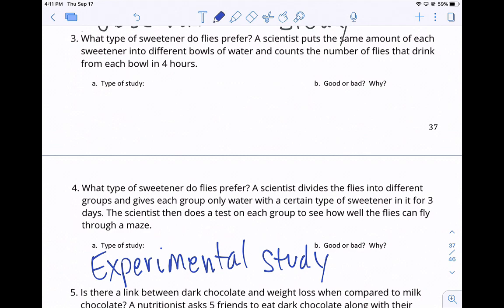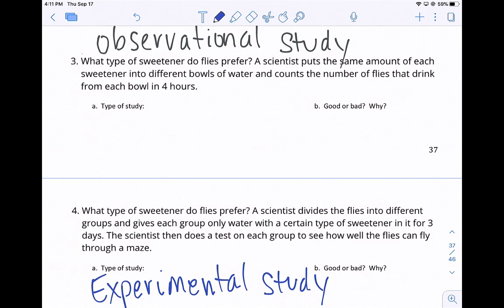And again, in class we would talk about, is this good or bad or why? What do you think? I would say that 3, since it's the same time, we're not directly influencing it, we're just looking at what happens. I would say this is, again, an observational study.